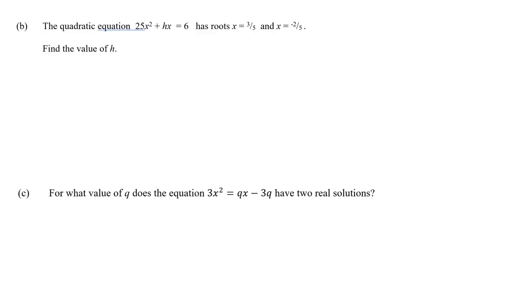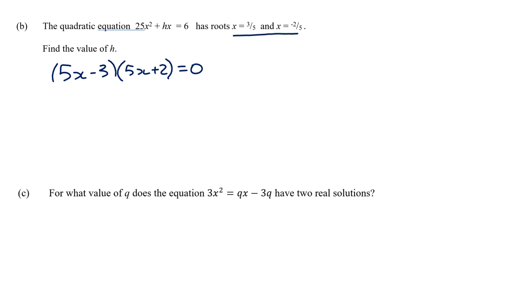There's a few different ways of approaching this one here. My way of approaching it would be to say that there comes from an equation that looks like that. If it's got roots of 3 over 5 and negative 2 over 5, then that has an equation which is 5x minus 3 and 5x plus 2. Happy with that? Now, that equation there has those roots, doesn't it?